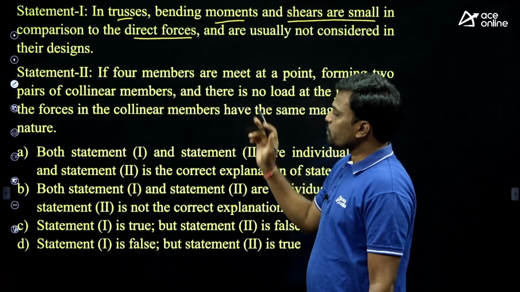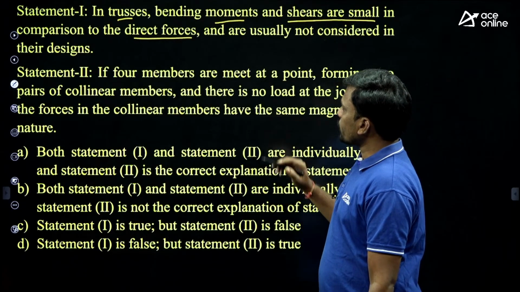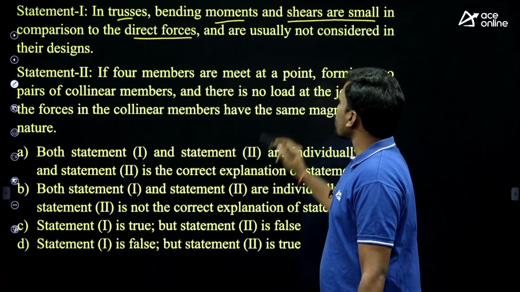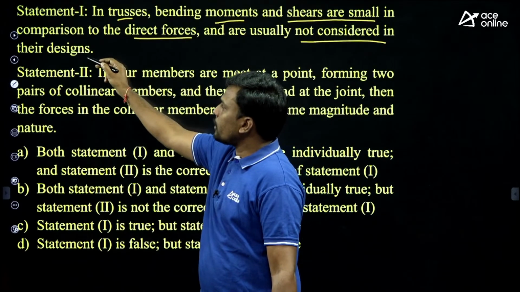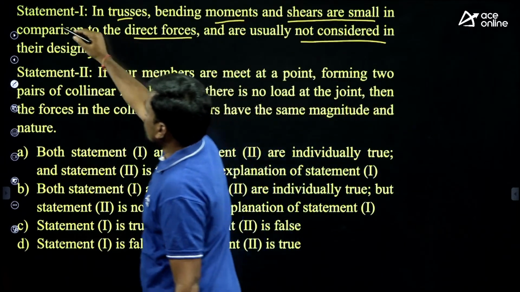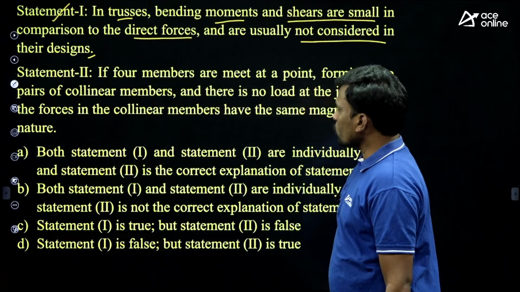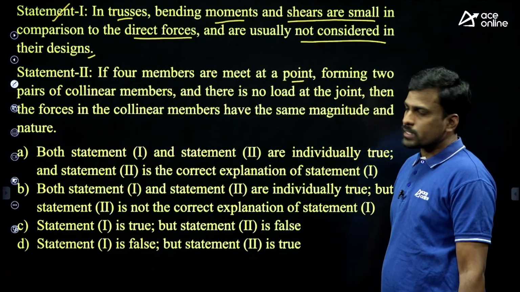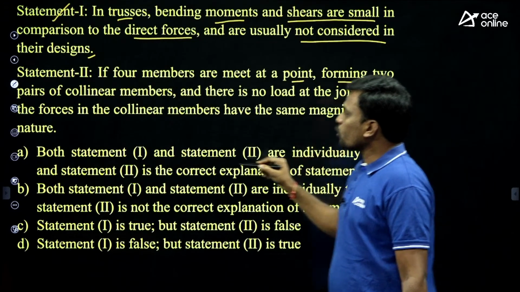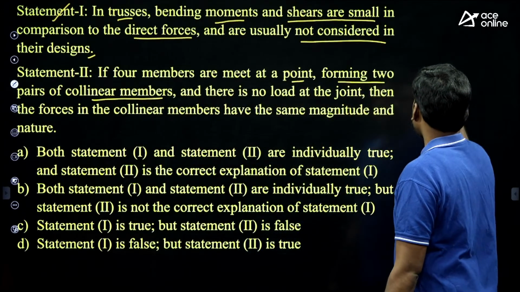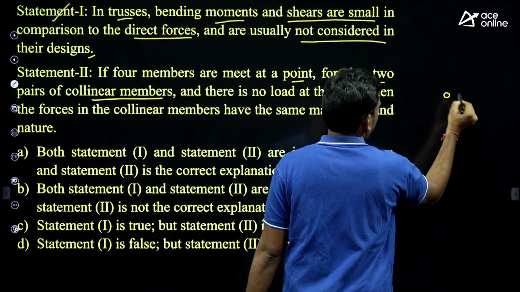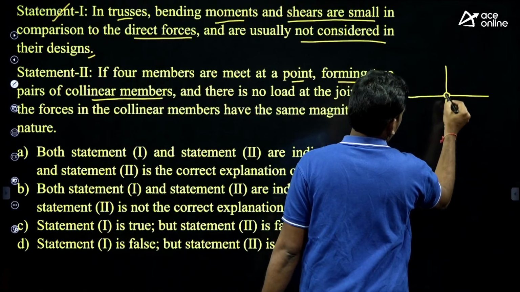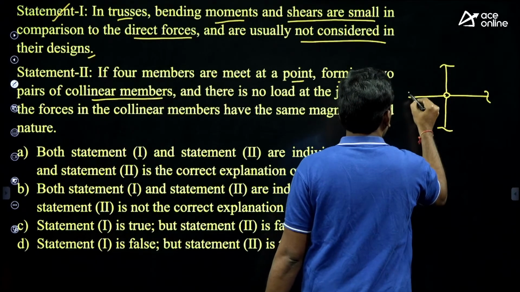So here statement 1, is it right or wrong? Yes. In trusses, bending moments and shear forces are small in comparison to the axial forces and usually not considered in their design. Yes, statement 1 is correct. Okay, statement 2: if 4 members meet at a point forming 2 pairs of collinear members. Okay, students, this is the point, and 4 members are meeting and these are the pairs of collinear members.